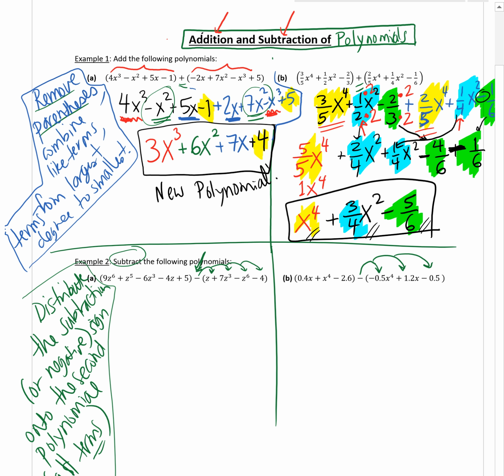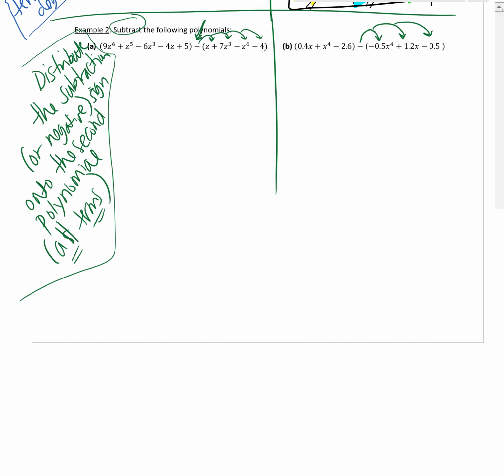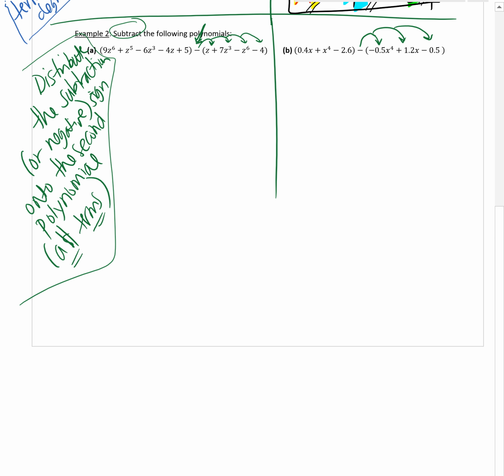So for example 2, this is where you have to be a little bit more careful because you're subtracting. Since there's a negative in front of the second parentheses, you really have to distribute. So the second polynomial, the one in the parentheses on the right, all the signs will change, but the polynomial on the left will not change since there's nothing in front of its parentheses. So I'm just going to rewrite the first guy the same: 9z to the 6th plus z to the 5th minus 6z cubed minus 4z plus 5. That guy. And I should have given myself more room again, but oh well.